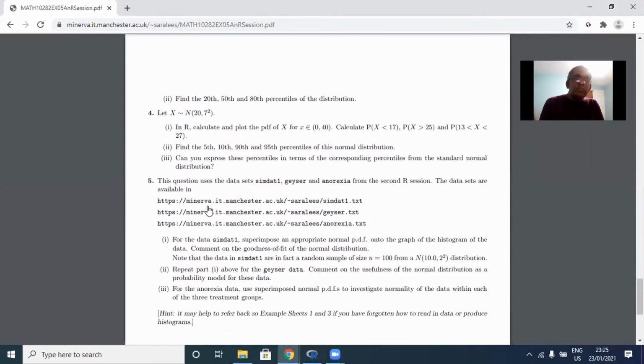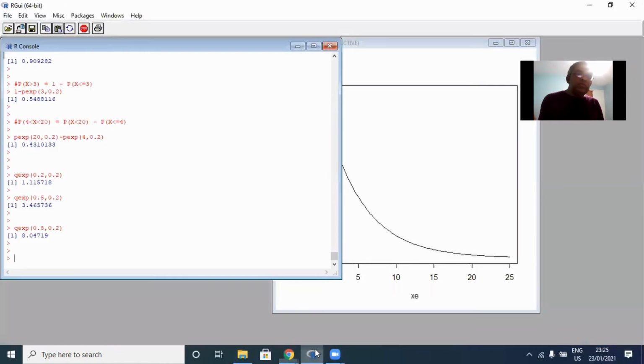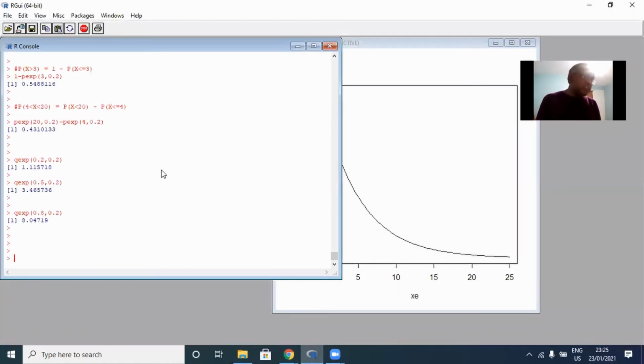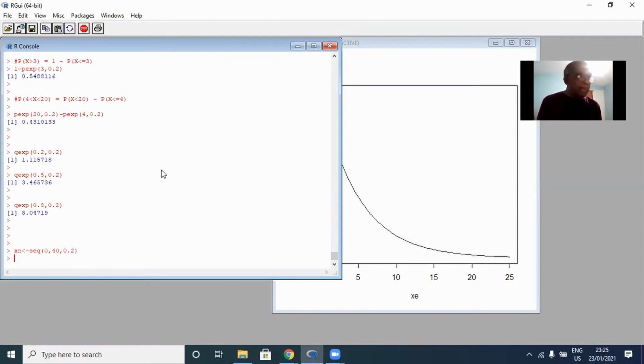Now exercise 4 is about the normal distribution with mean parameter equal to 20 and standard deviation parameter equal to 7. It has three parts. The first part is asking you to plot and calculate these probabilities. Let's see how we can do that. To plot the PDF, first you need to define the x values. Say xn, the sequence from 0 to 40 in steps of 0.2.